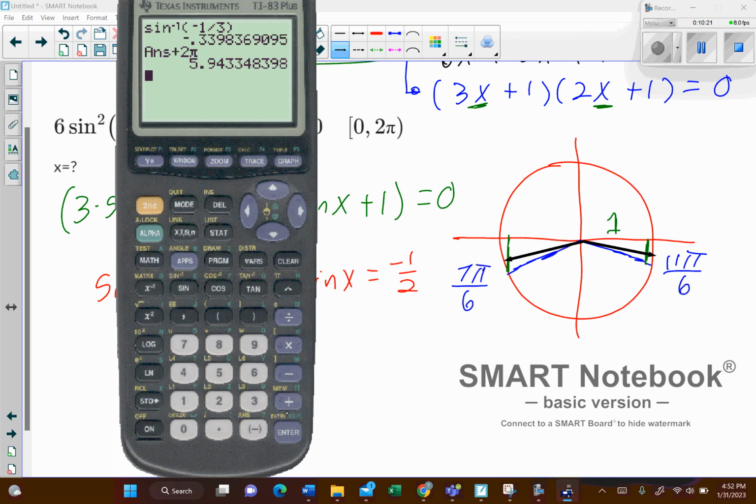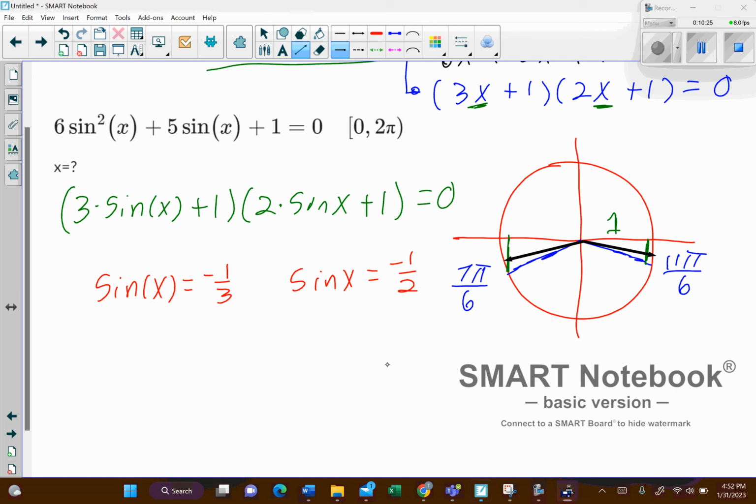Okay. And so that's going to be one of my answers right there, 5.94 or so. So that's what this is going to be, right? That'll be about 5.94. And so that's this angle going around like this right there. Remember, 2 pi is about 6.28 or so. So I'm a little off doing a full rotation right there. And so that's the 5.94.